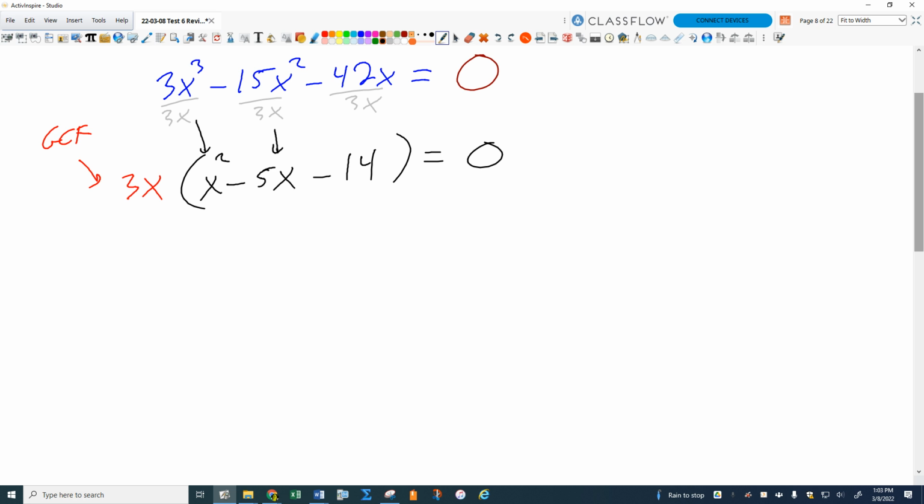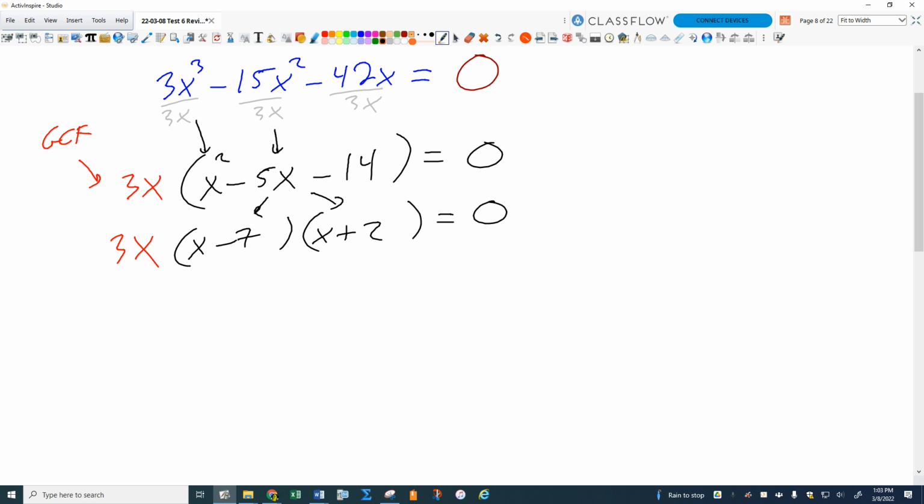But I've got a trinomial here. Can I break apart that trinomial? Are there magic numbers that would work? Negative 7 and 2. Okay, so we can split this thing apart into x minus 7 and x plus 2. Now don't forget I've got my 3x out front still. Equals 0.